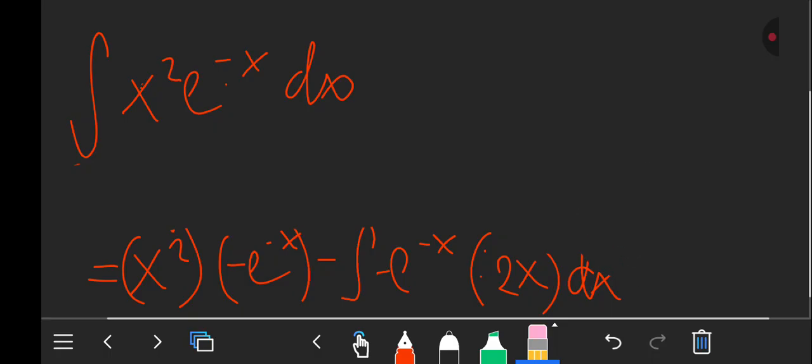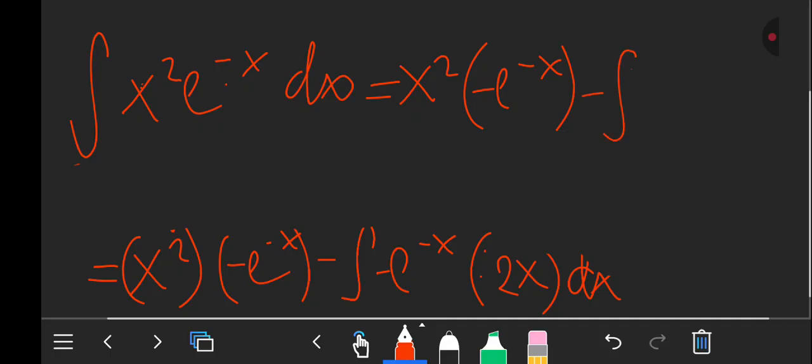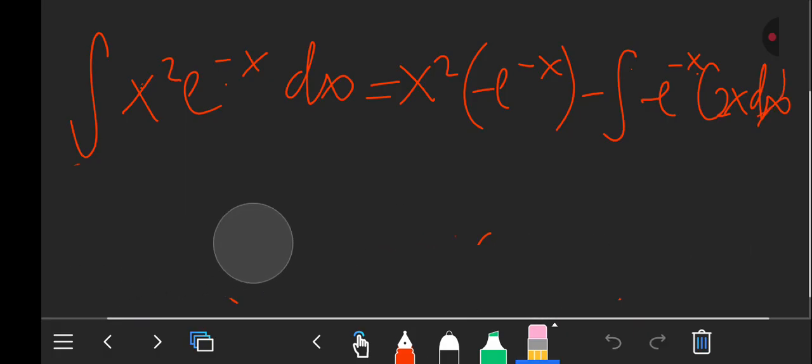I'll now do the integration this side. So this is giving me x squared multiplied by negative e to the power negative x, like that. Then minus the integral of negative e to the power negative x, then 2x dx. So now integrate this function.